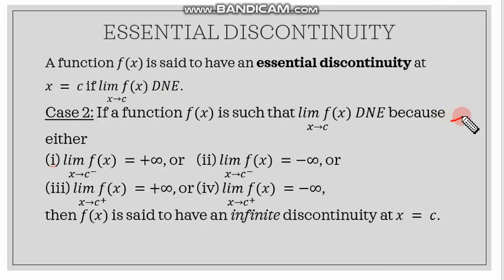For case number 2, the limit is DNE because either the limit of f of x as x approaches c negative is equal to positive infinity, or the limit as x approaches c negative is equal to negative infinity, or the limit of the function as x approaches c plus is equal to positive infinity, or the limit as x approaches c plus is equal to negative infinity. Then the function is said to have an infinite discontinuity, or infinite essential discontinuity, at x is equal to c.